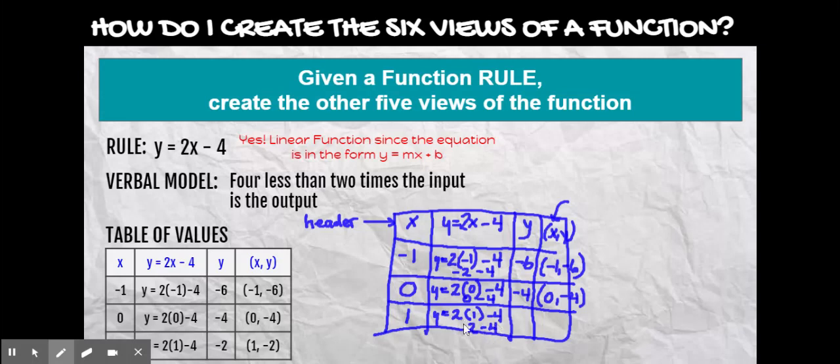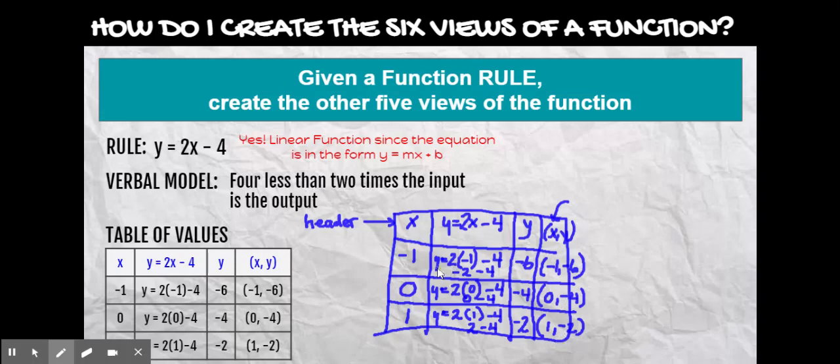Different signs here. 2 is positive, 4 is negative. Different signs, so I find their difference. So the difference between 2 and 4 is 2. And I keep the larger number's sign, so I keep the -2. So now I process this. 1 produces a -2. So there is my building of my relation. I'm using the table of values to help me build my next view of a function.